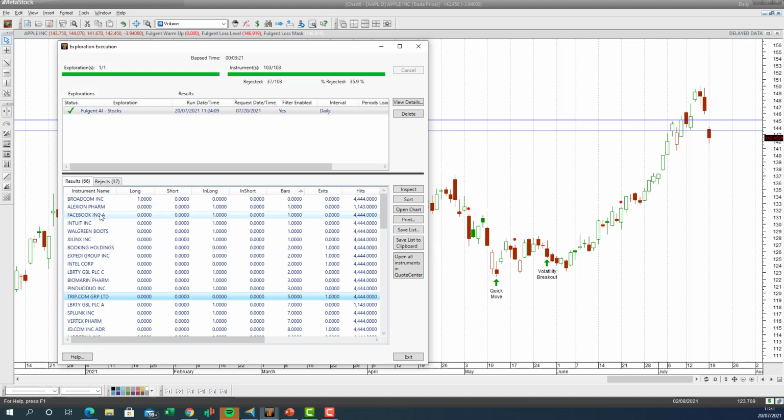Broadcom, Alexion Pharmaceutical, Facebook, Intuit, Walgreen Boots, Xilinx, Booking Holdings, Expedia Group, Intel, Liberty, Biopharma. So these are all names well worth adding to your watch list and keeping an eye on how the AI is trading the Nasdaq100 stocks.